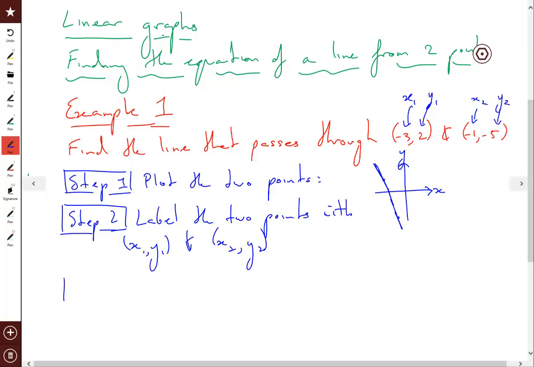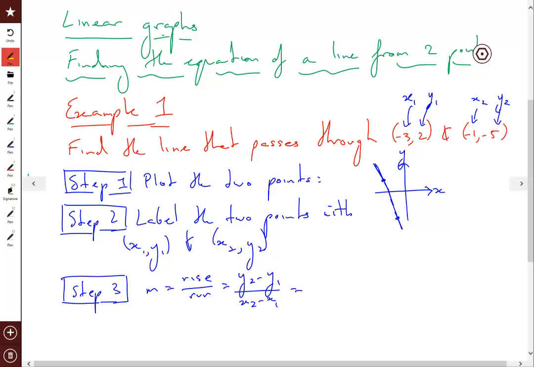Now step 3 is going to be to find the gradient. If you prefer to find the gradient just by looking at the graph, as we've done a fair bit in class, that's fine. But let's have a look at the equation. So the equation is rise over run, and we calculate that as y2 minus y1 on x2 minus x1. Then we just sub in our values that we've already identified in here.